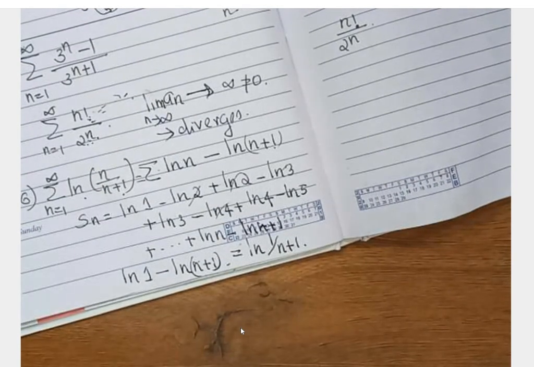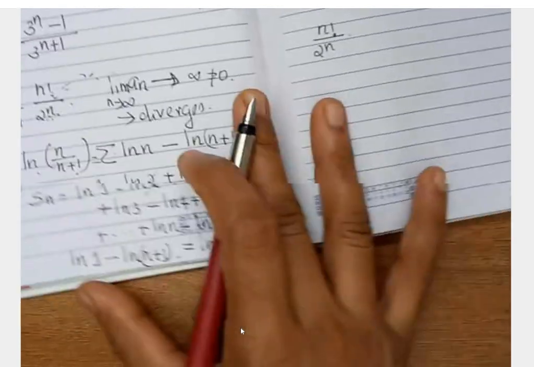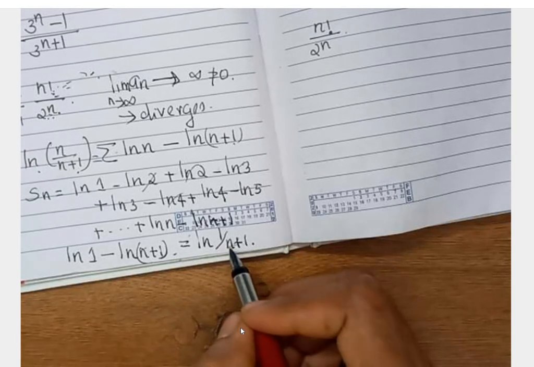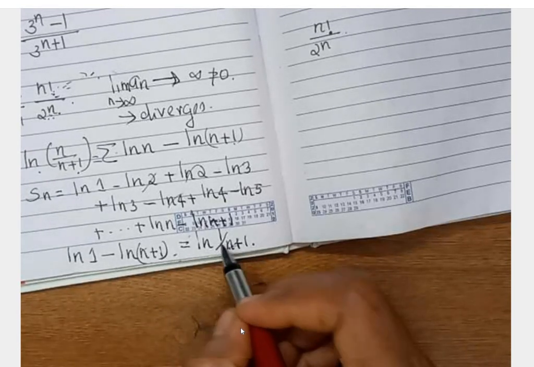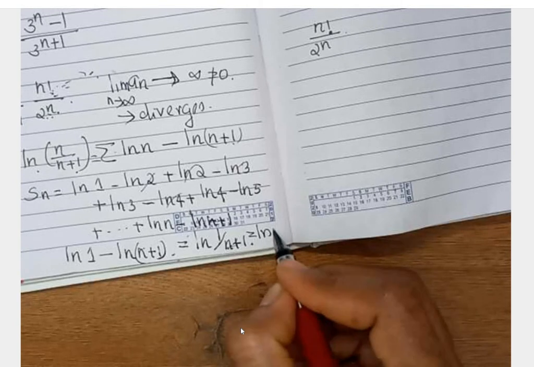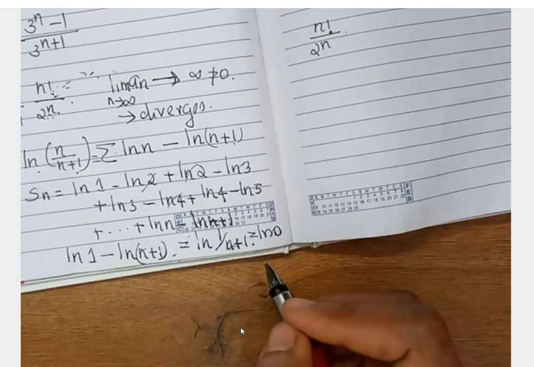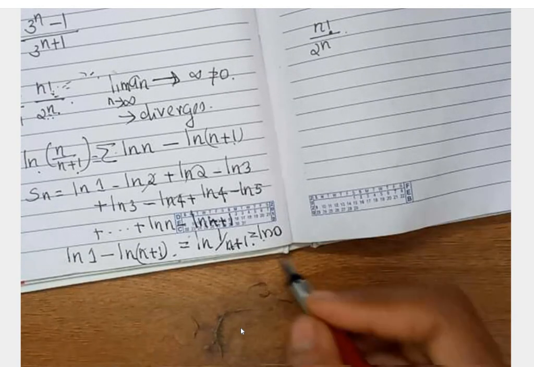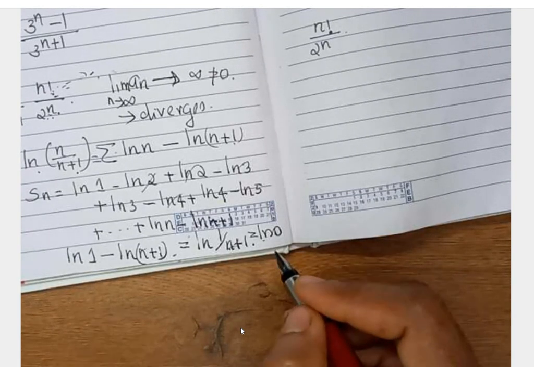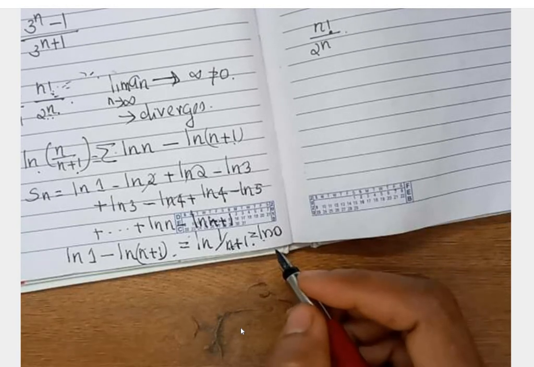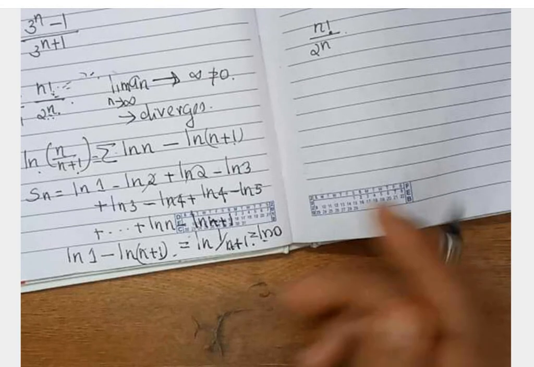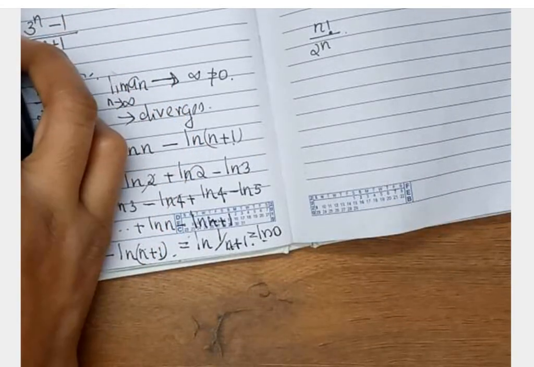Okay, as n tends to infinity, what happened to this one? This is 1 by infinity, 0, which will tend to log 0, natural log of 0. And natural log of 0 becomes what? Which is not equal to 0, that is it tends to minus infinity. Okay, so we have to do this carefully, right?